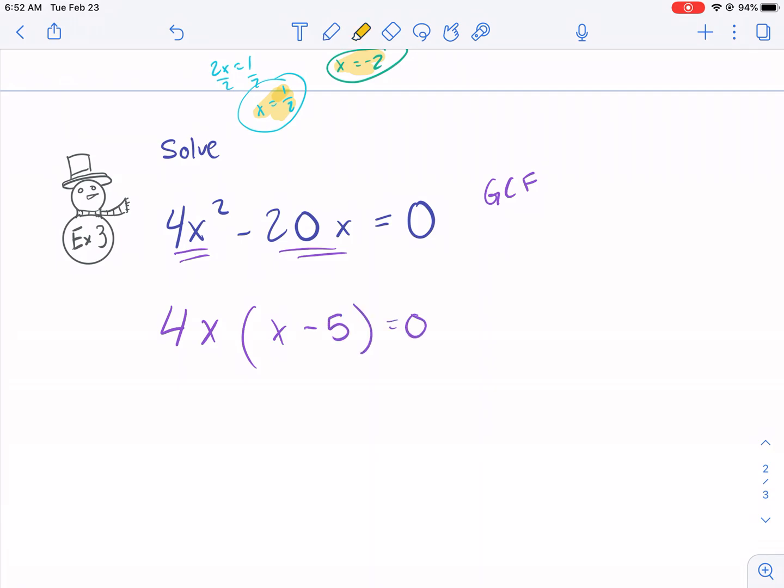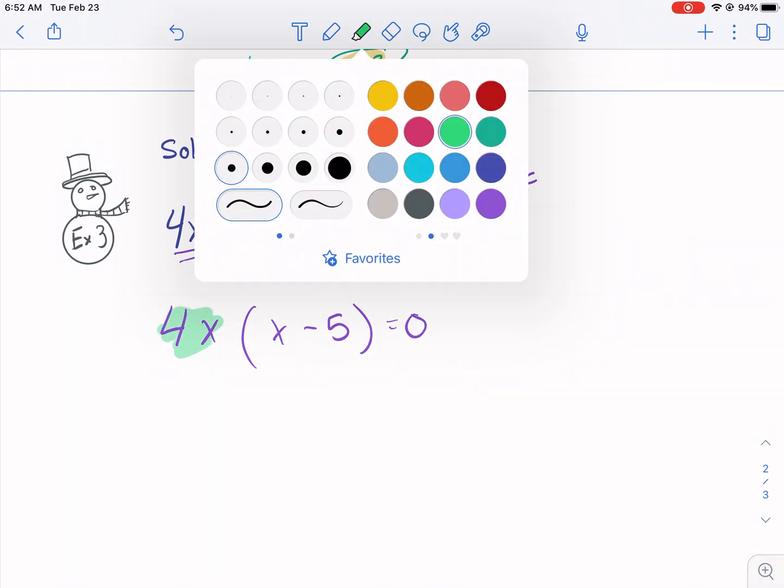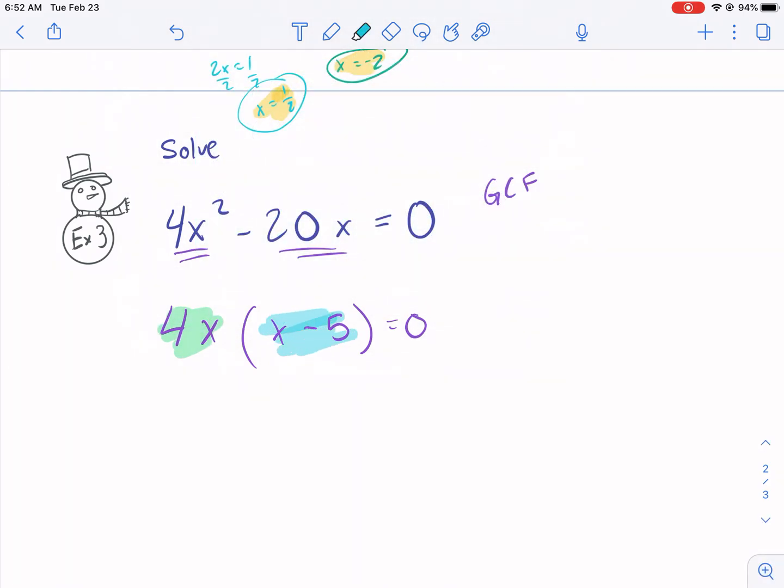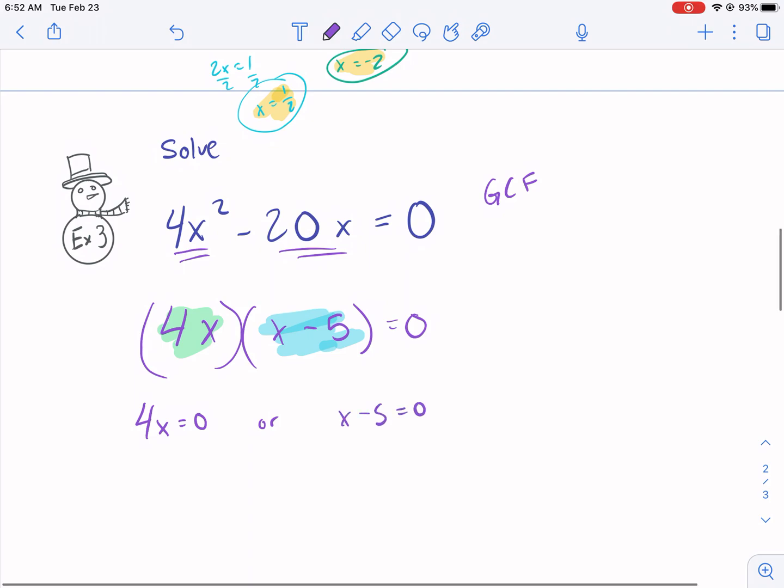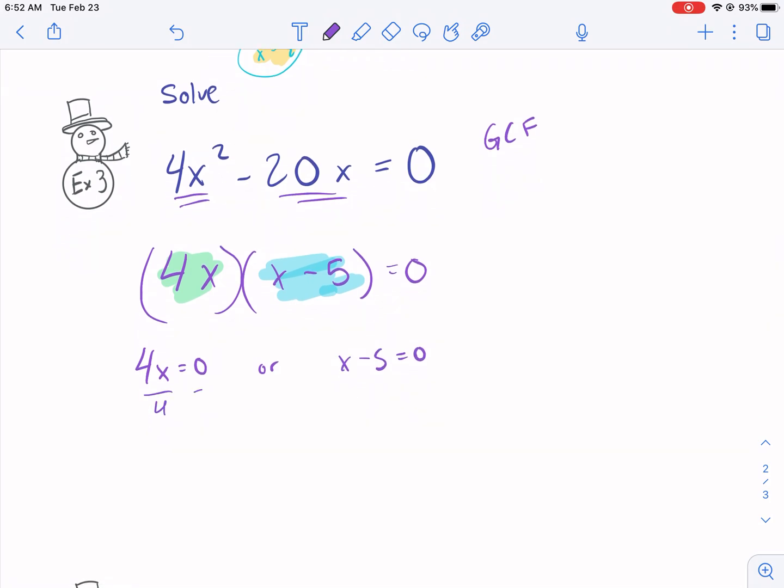Now you're thinking, this is different than the other ones. It's not. Okay, we still have two parentheses, so to speak. This one doesn't have parentheses, but we could draw parentheses around it, and now it's the same thing. Well, what's different? We just have to set 4x equal to 0 or x minus 5 equal to 0. How do you get the x by itself? Divide by 4, x equals 0, or add 5, x equals 5. Both of these values will make it go to 0.